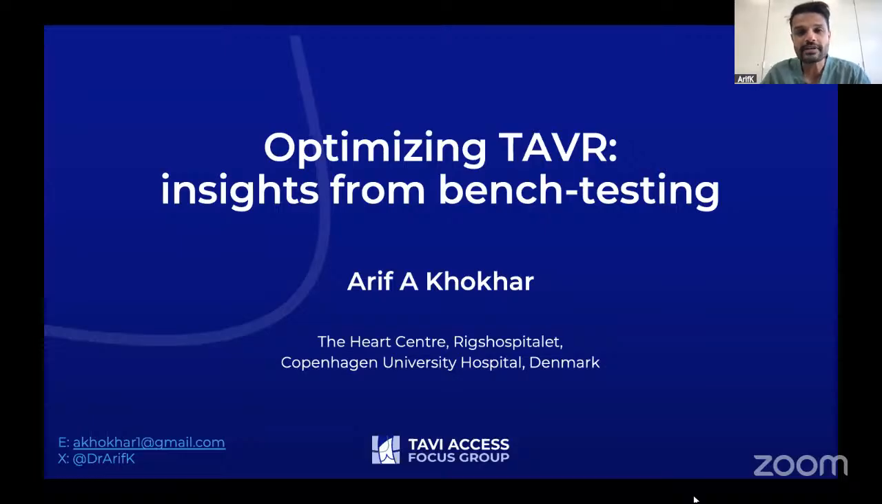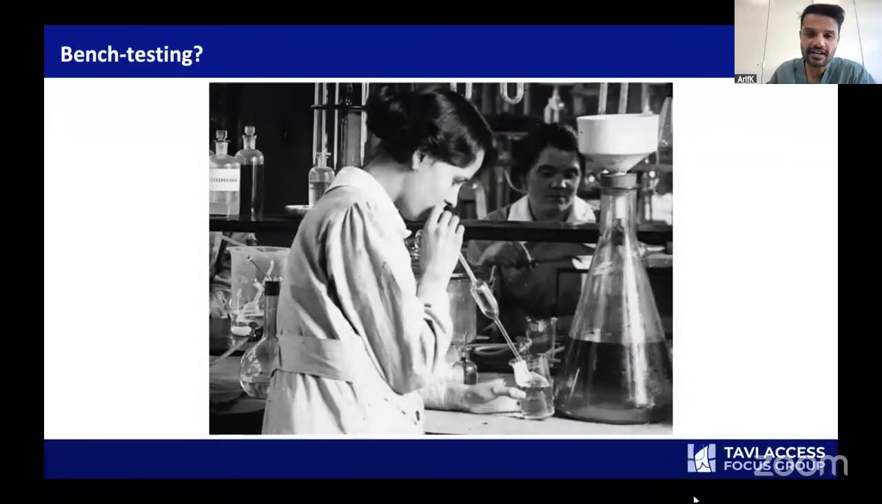So the topic is about bench testing, and I thought I'd start with a little bit on what bench testing is. A lot of people ask sometimes, what do you mean by bench testing? Is this the classical pipettes, beakers, solutions? Are we doing computer simulation? Are we ex vivo? What do we actually mean by bench testing?